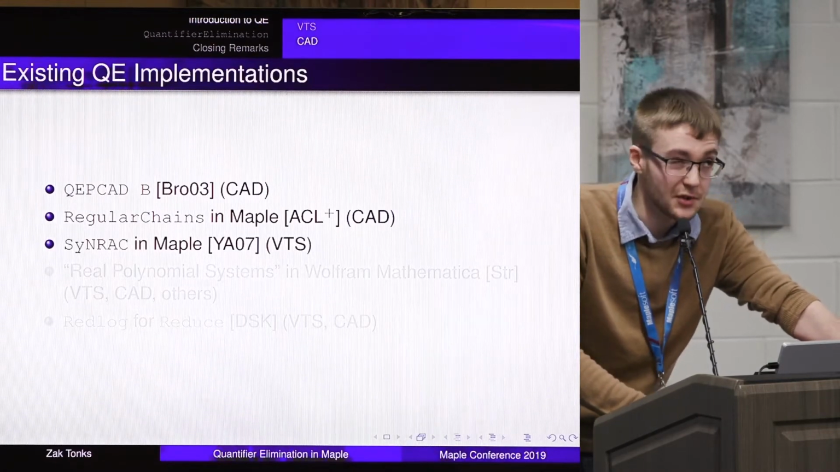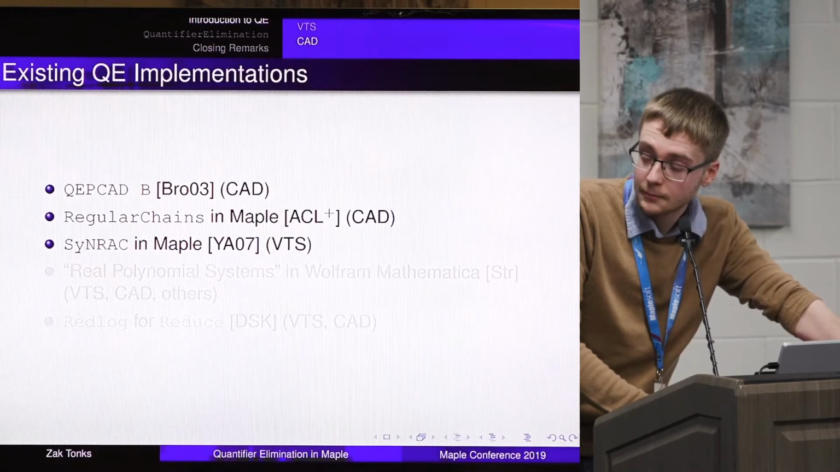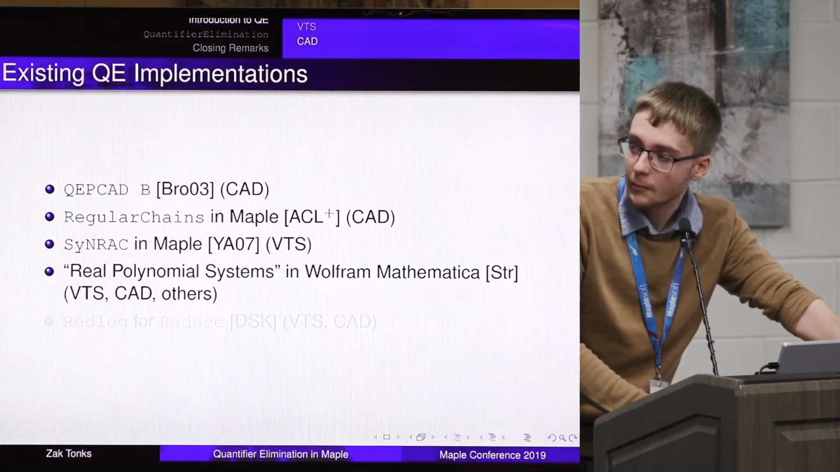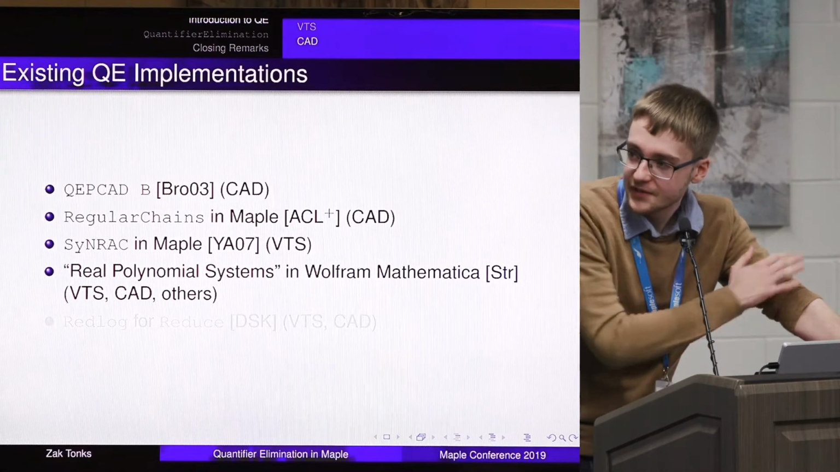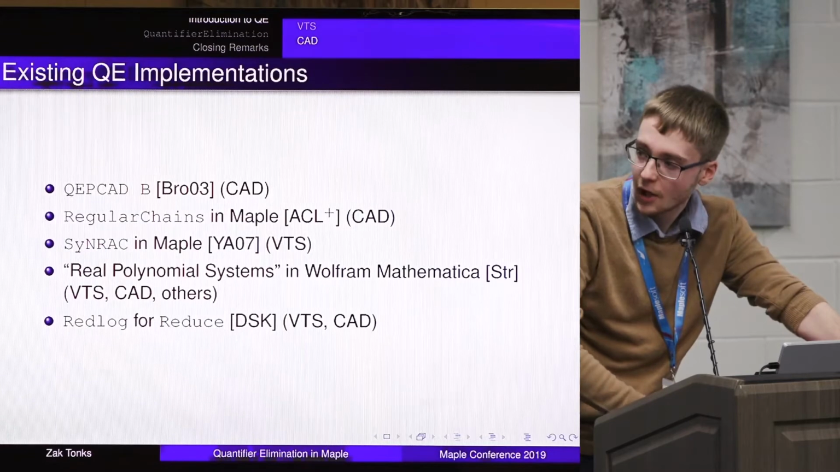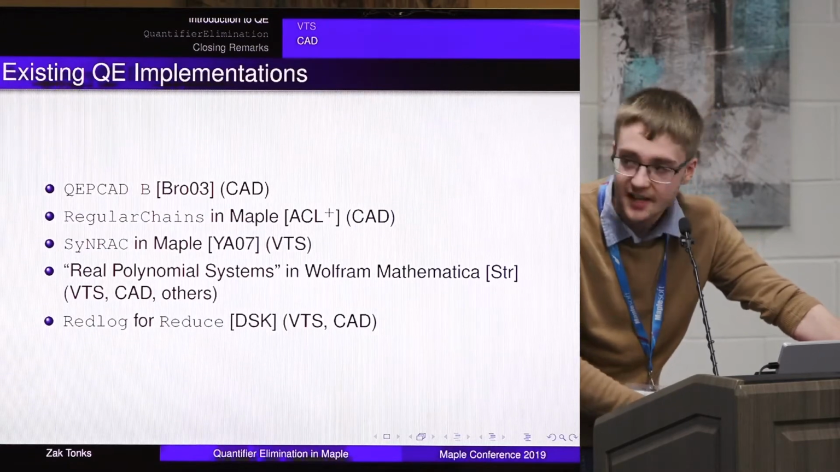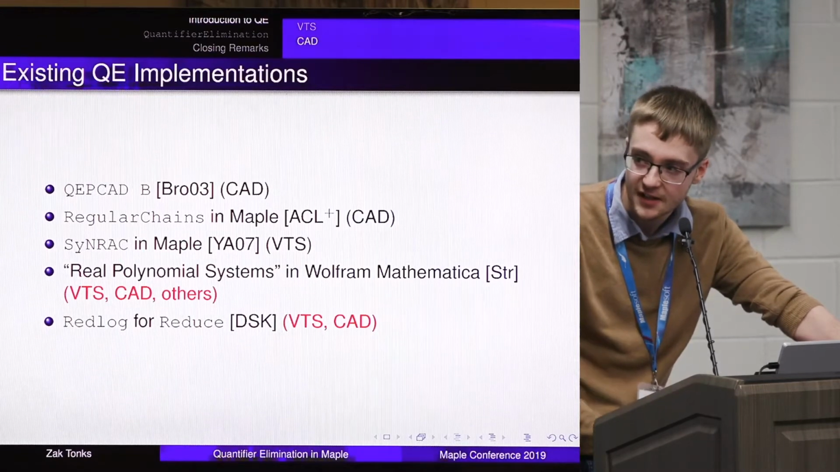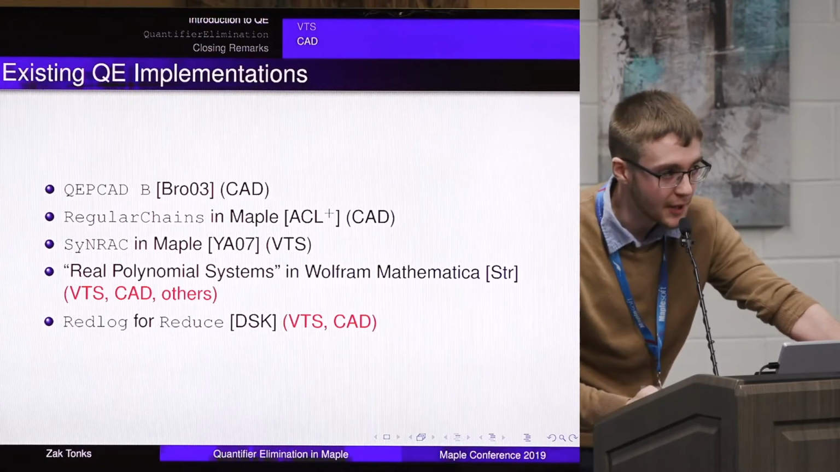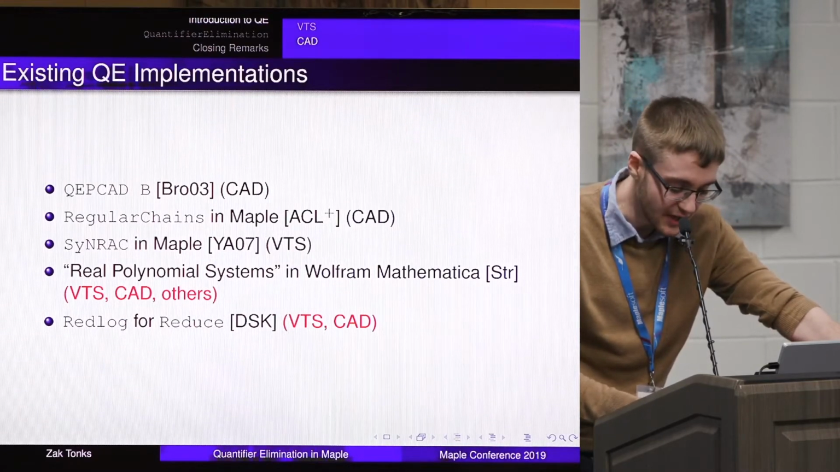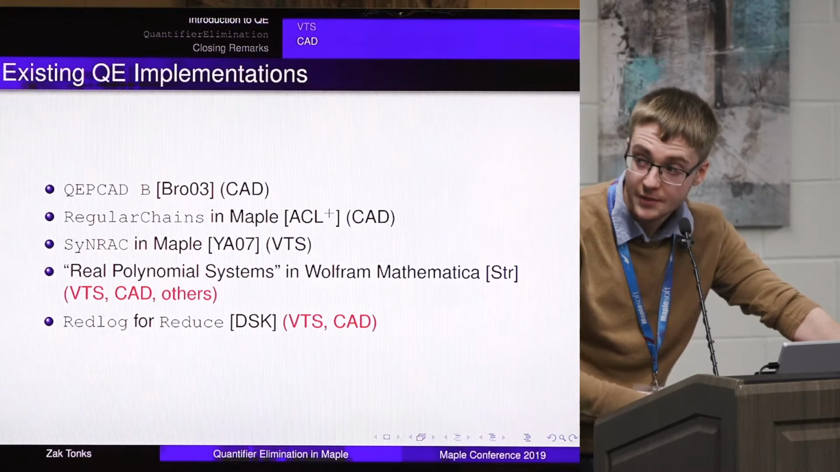SyNRAC, associated with Fujitsu, just implements VTS. So that's pretty notable for me. Mathematica implements VTS and CAD and some other stuff. And then you've got Redlog for Reduce, same thing, VTS and CAD. So these last two are pretty important for me. I'm implementing both VTS and CAD concurrently, but what I want to convince you of is that I'm doing something different to them. My best guess is that they don't do anything similar to what I'm looking to do.